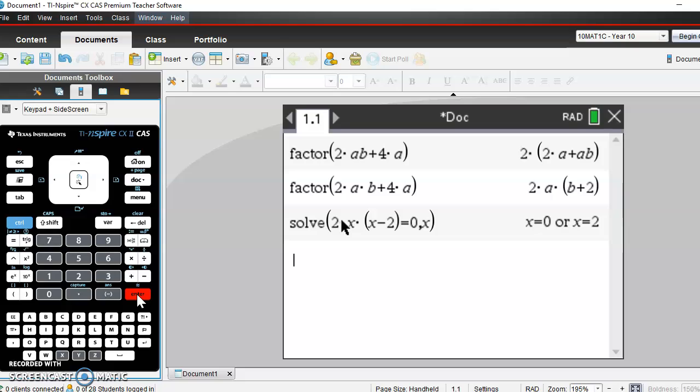So the hint is never put two pronumerals next to each other without the multiplication. So if it's 2ab, it's 2a times b. And never put a pronumeral next to a bracket. Again, as I say, it's a very stupid calculator when it comes to that aspect. So hopefully that will help and solve your problems in the future.